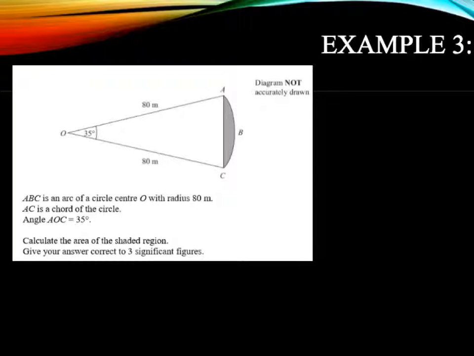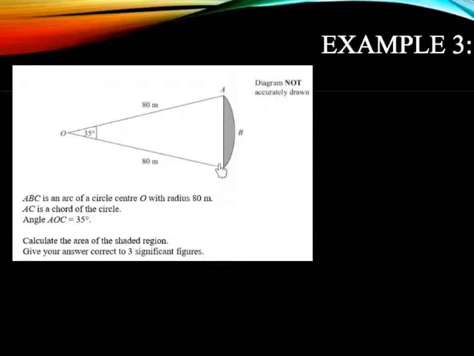Okay, well, area of the shaded region. I'm going to have to use a little bit of clever skills here, I think. What I'm thinking in my head is I could work out the whole area of the sector. That's fairly straightforward. Can I work out the area of the white triangle to take that away from the area of the sector, just leaving the grey bit left behind? Okay, let's see if we can do that.